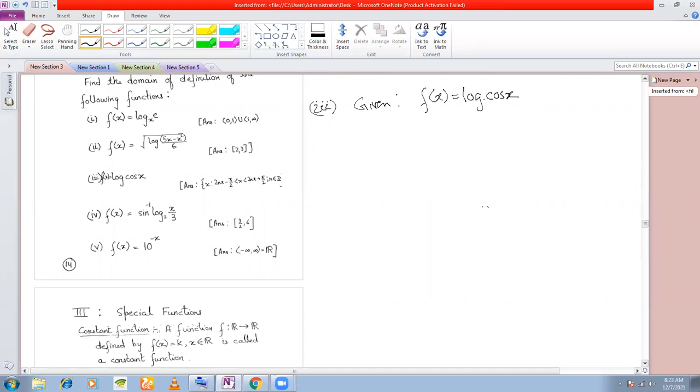Now, in this case, whatever is within the log, that is cos x, has to be positive. That is what we know from the definition of log. For log to be a function, whatever is within the log has to be positive. So here, cos x must be positive. Now, cos x is positive for what values? Let's see the quadrants.